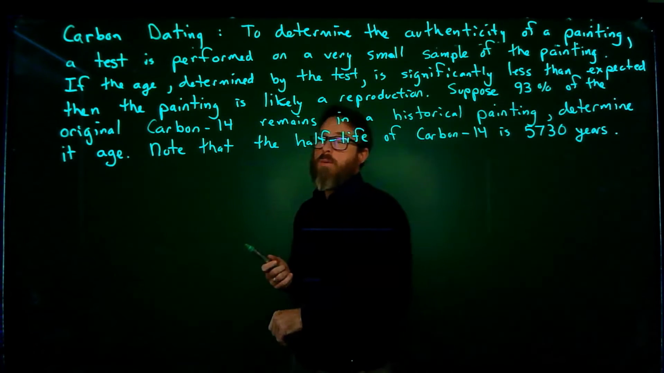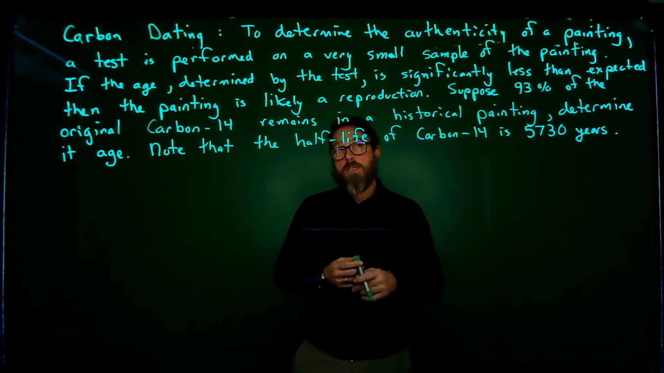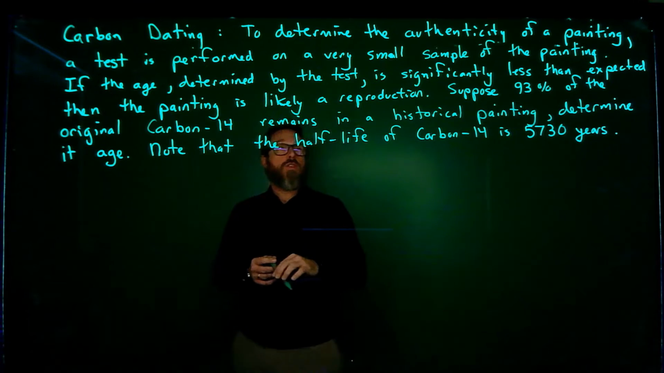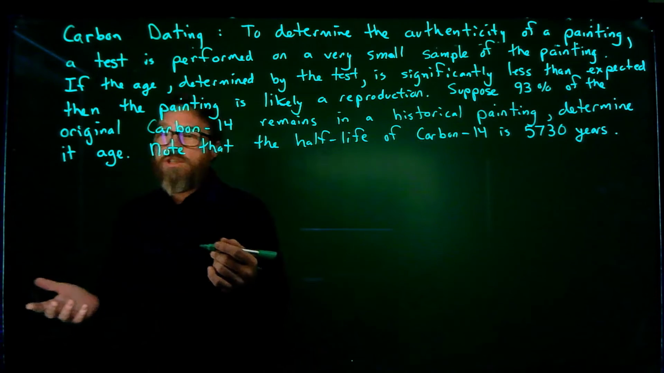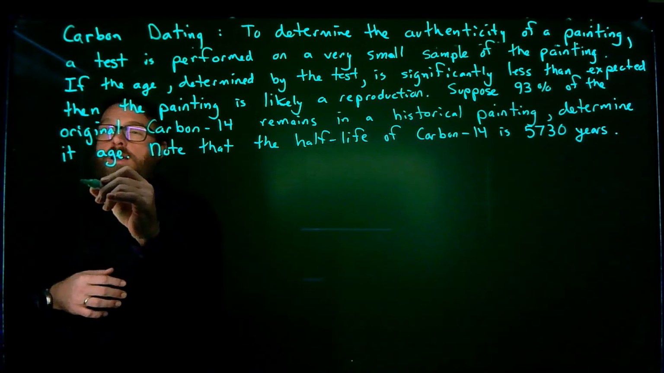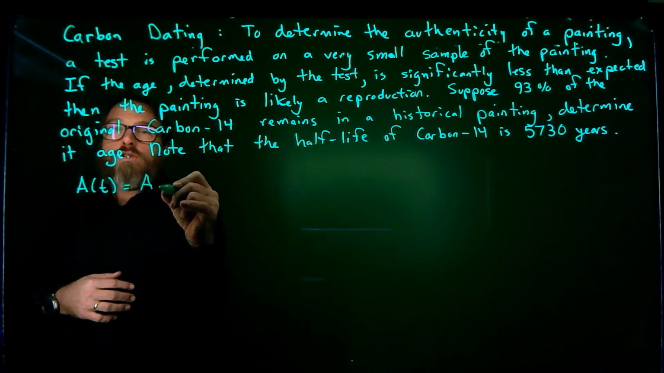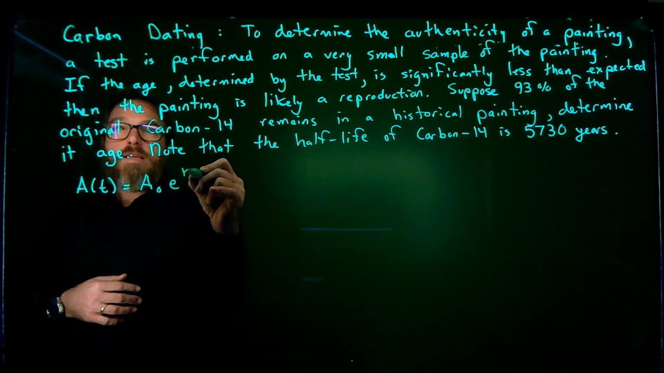What I want to do is determine how old this painting is, knowing that the half-life of carbon-14 is 5,380. So the way this is done is we know that your A of t, or the amount after time t, is going to be equal to your initial amount times e to the kt.